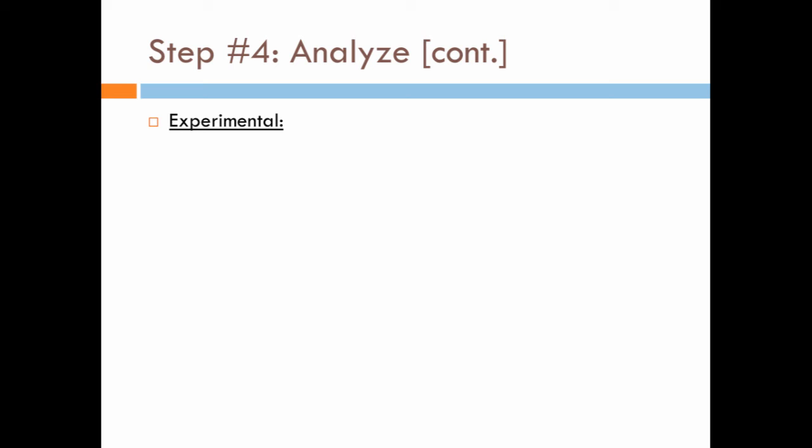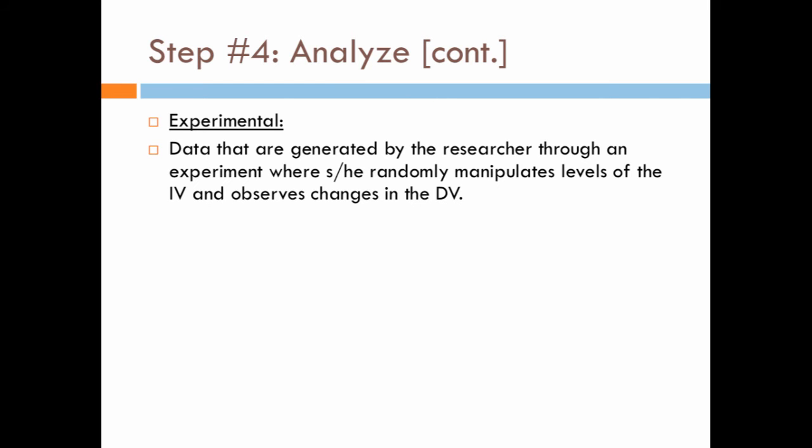Experimental data seek to overcome the inherent problems with observational data. Experimental data are those that are generated by the researcher through an experiment, where he or she randomly manipulates levels of the independent variable and observes changes in the DV.